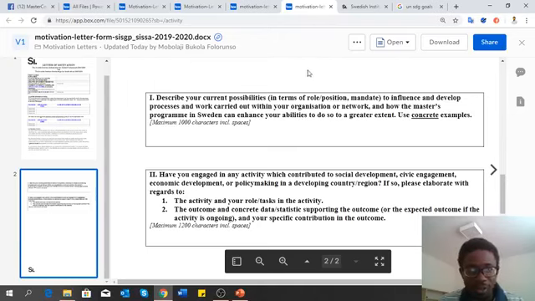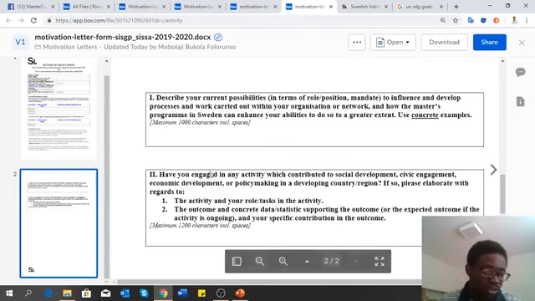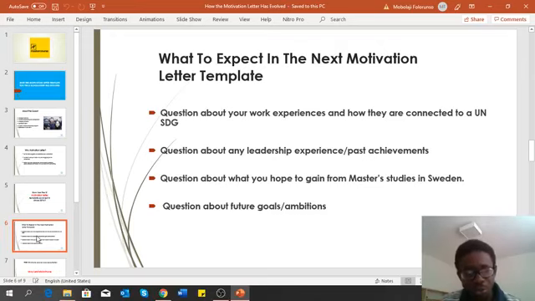All right. So that's the trend. I've just shown you the trend of how this document template, the motivation letter, has evolved in the past since 2016. So what should you expect in the next motivation letter template for the next application that's going to be released by the scholarship? It's basically the same thing that we've seen. Maybe not the same questions, but the same information that they want from you is what you should expect they will want from you in the next one.